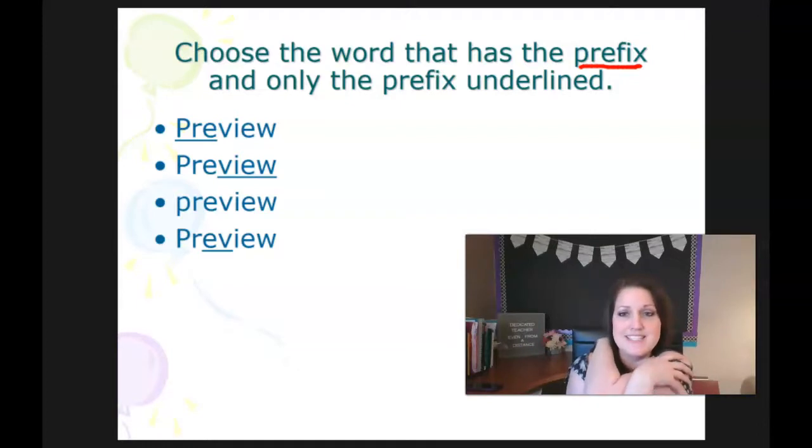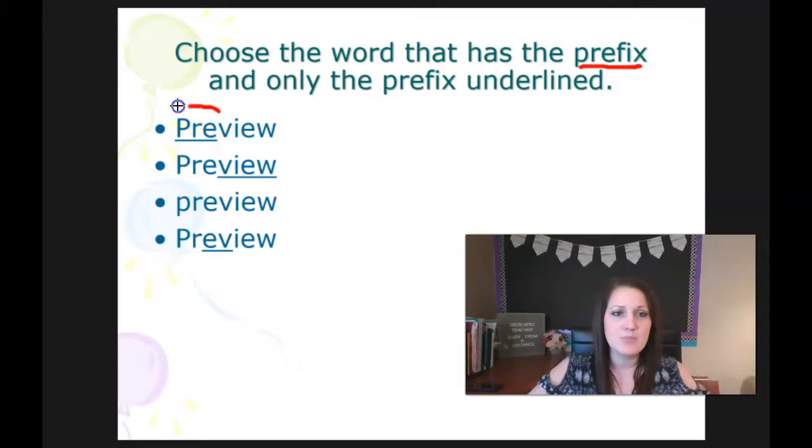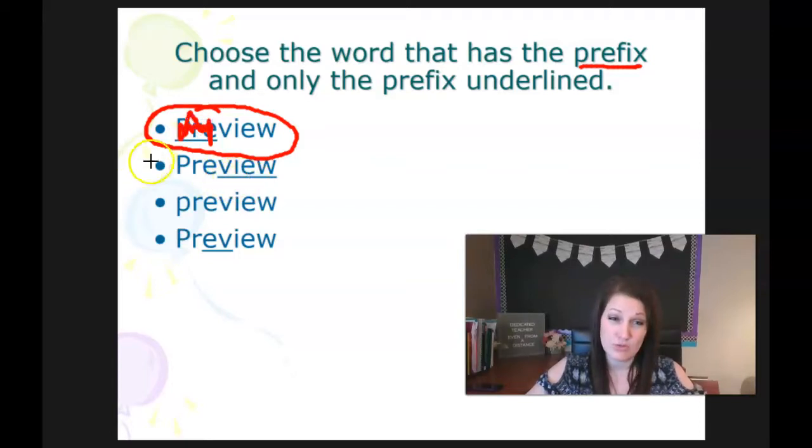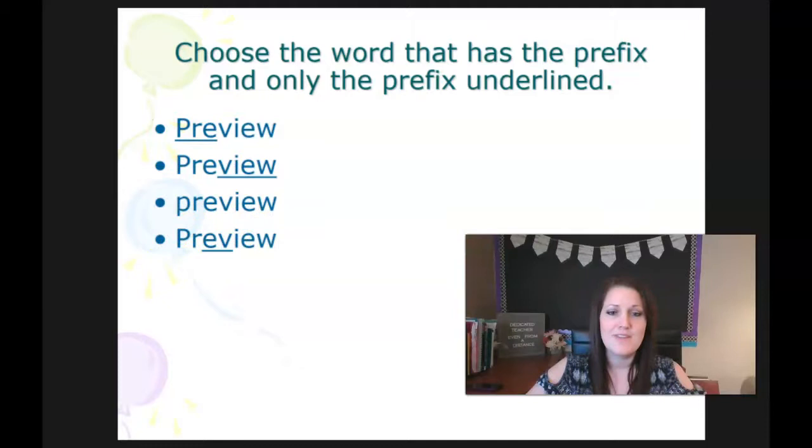And this actually was an exact example that we had done before. So the answer would be this top one, preview, because it has P-R-E. If you take that off, you have the word "view," view before. This one, view, that's actually underlining the root word, so that doesn't work. That one doesn't have anything underlined, and that one is underlining something in the middle of the word, which doesn't even make sense. All right, next one to do by yourself.